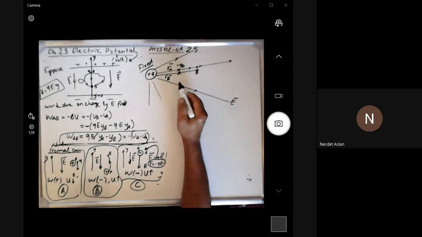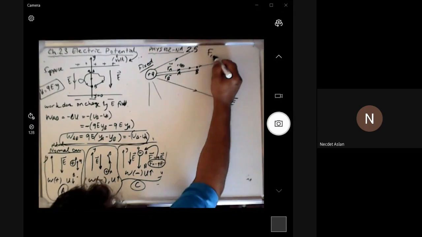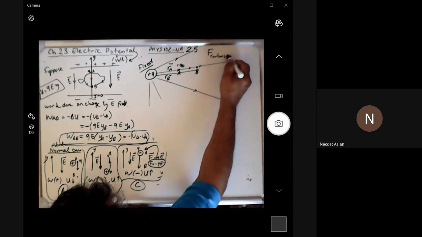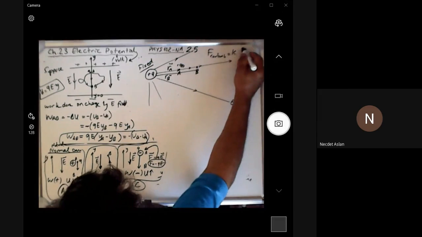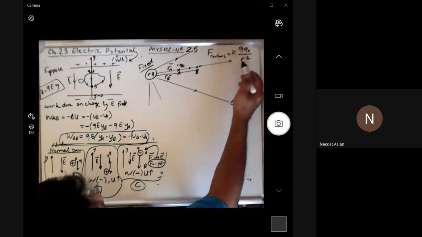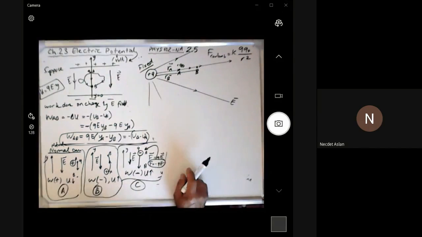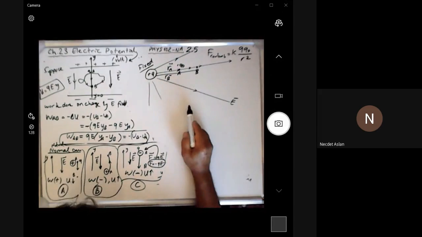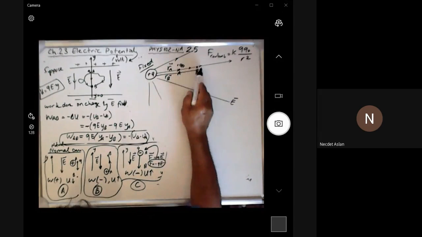We know that at each of these points there are Coulomb forces. The Coulomb force was given by, remember, K Q times Q0 divided by the distance squared. Q is the charge which creates the electric field, and Q0 is the charge which is moving from one point to another point.